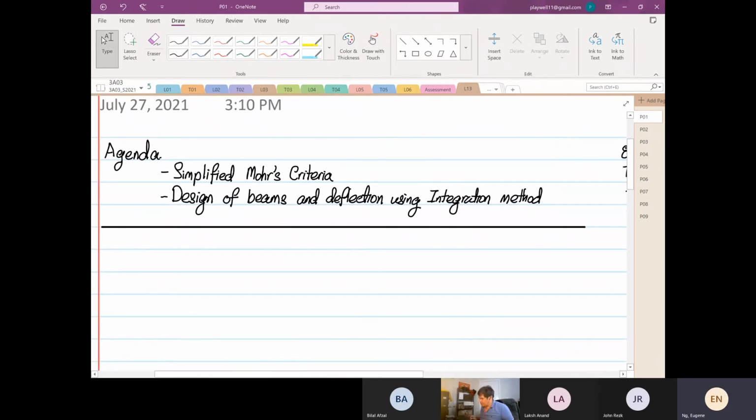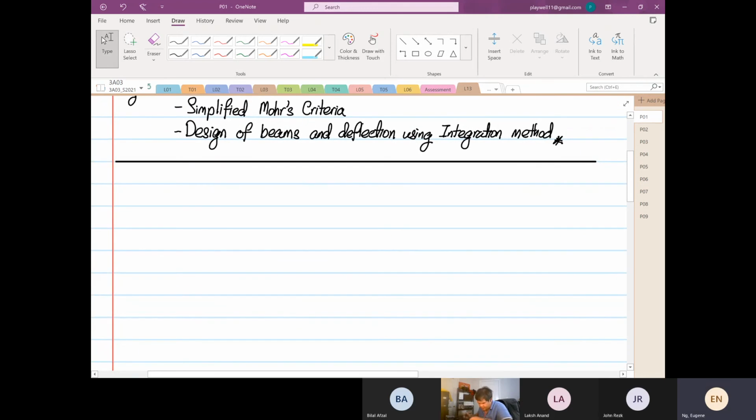So today we're going to look at the final criteria that we're going to learn, which is known as the simplified Mohr's criteria. Then we're going to do a new topic, which is design of beams and deflections using the integration method. So this is a very mathematical approach. Okay, so probably you guys have seen it in math before. Okay, so I'm going to start with the simplified Mohr's criteria.